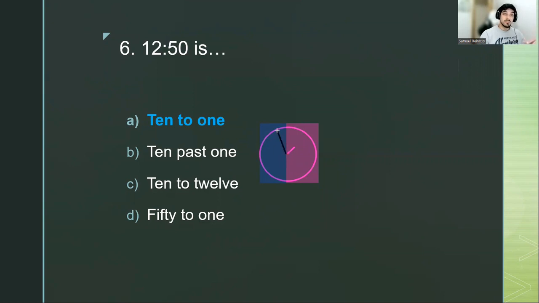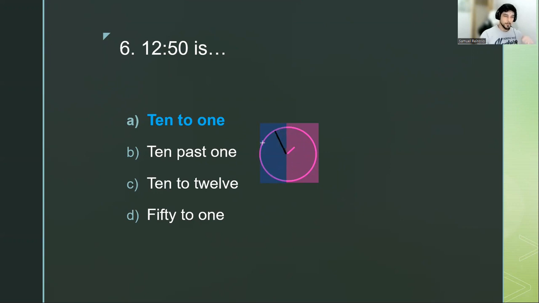So if we are here, we don't say 55. We say 5, because here there are 5 minutes. If we are here, we don't say 50, we say 10. Okay, 10. So that is the case. 10 minutes, right? Because it's 50. Remember, if we are here, we say 10, 15, 20, 25. Okay, but here we start counting back. Okay, so 15, 20, 25, because there are 25 minutes here.